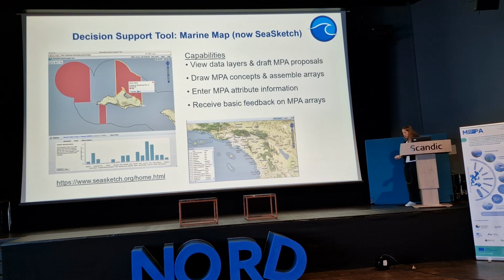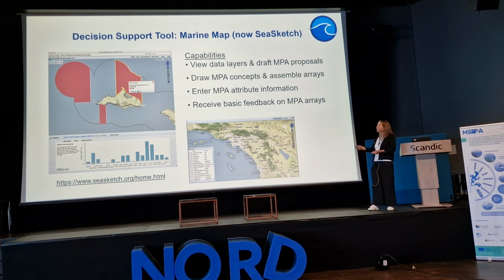We did use a decision support tool. At the time, it was called Marine Map. It became C-Sketch, so some of you may not know C-Sketch's origin story, but it was Marine Map. And earlier in the week, Will McClintock was here, and he developed this program, and a lot of you are now using C-Sketch. So people have talked about it.